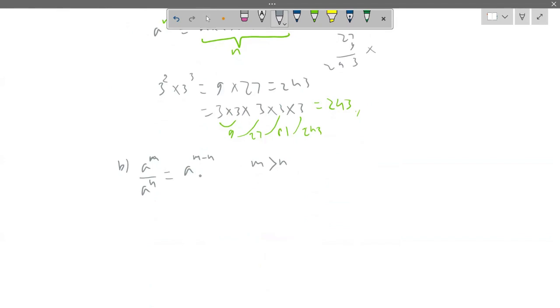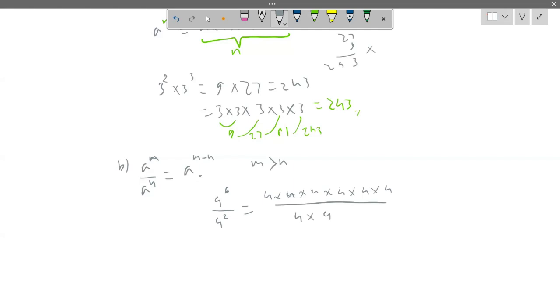Again, you can demonstrate this just like above, just by saying that a to the power of m is a multiplied by itself m times, and so on. But let's talk about this with actual numbers. Let's say 4 to the power of 6 over 4 to the power of 2 is equal to something. So you might want to calculate 4 to the power of 6 first, which means 4 times 4 times 4, like this, but divided by 4 times 4 times 4.